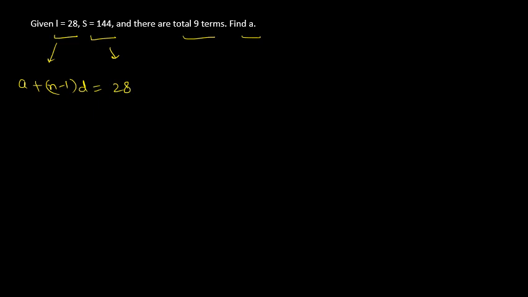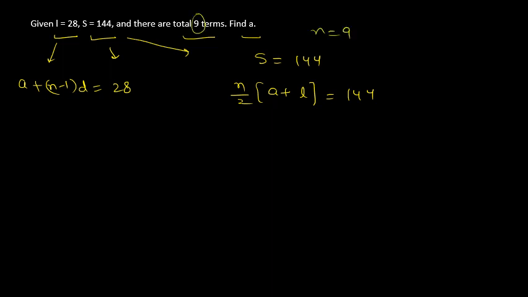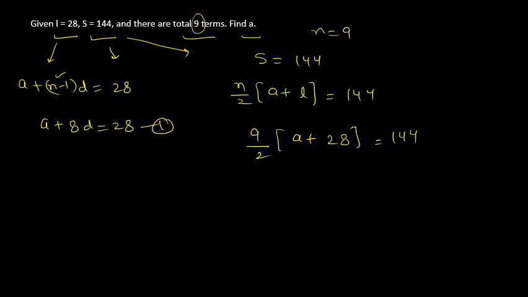What is the formula for summation? It is n by 2 times (a plus last term), right? This formula can also be used. But n is already given to you, which is 9 terms, right? So apply here. a plus (9 minus 1), which is 8d, is equal to 28. This can be your first equation. And then n is given to you, 9 by 2. a we don't know. L, the last term, right? So a plus 28.